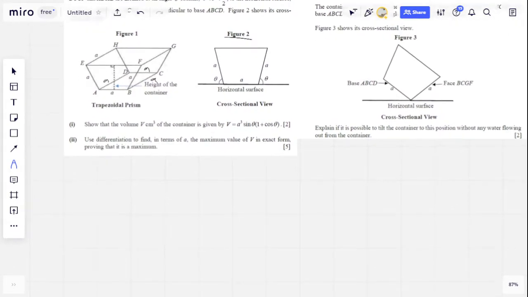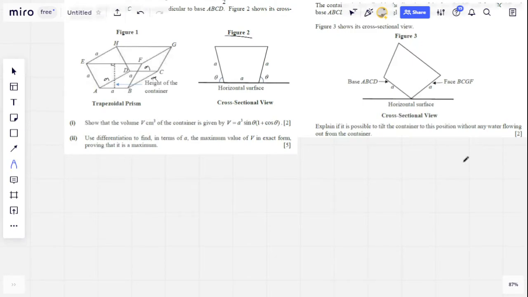For the first part, show that the volume V cm cubed of the container is given by that expression. How to find the volume is quite simple, right? It's a trapezoidal prism. You have the length A, so you just need to find the area of the trapezium. The area of the trapezium is like this. Now this side is A, and you need to find the height as well. But how? You're given that this is A as well, and you're also given that it is perpendicular to the base.